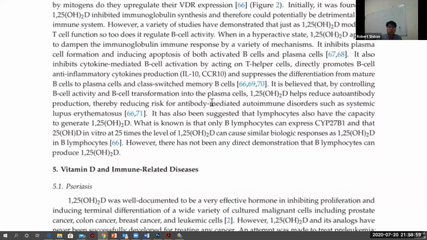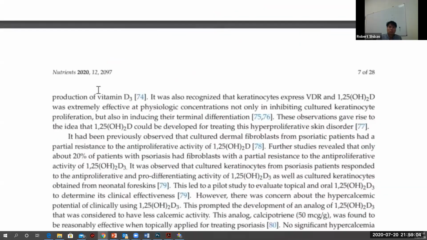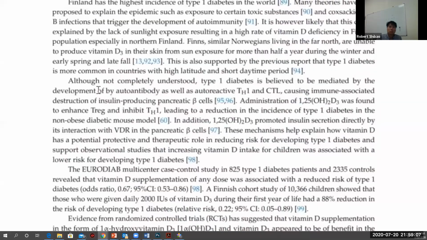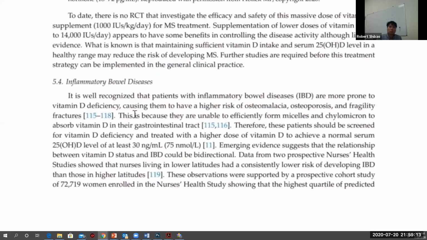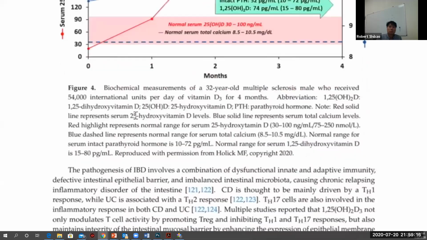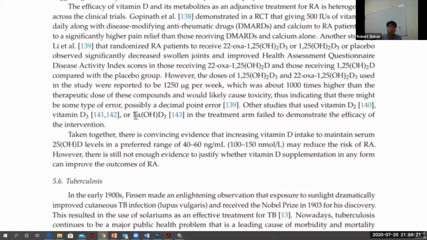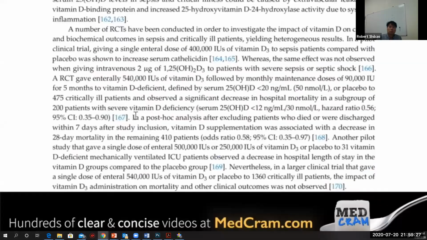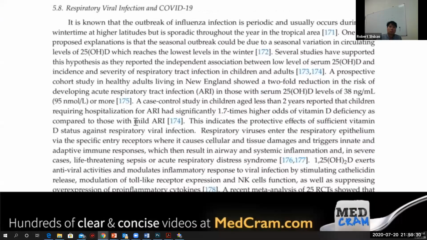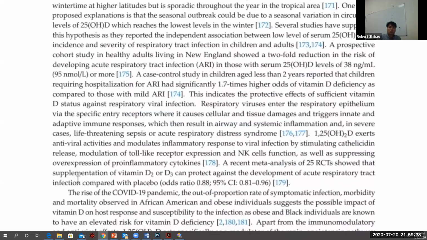And then this review article goes into a number of other things, including immune-related diseases like psoriasis, like type 1 diabetes, like multiple sclerosis, like inflammatory bowel diseases, like Crohn's, ulcerative colitis, etc. And it all shows very good effects. Also talks about rheumatoid arthritis and even tuberculosis. Talks about sepsis and critical illness in terms of randomized controlled trials. And then, of course, what we want to learn about, which is respiratory viral infections and, yes, COVID-19. Remember, this paper was published literally in the last day or so.